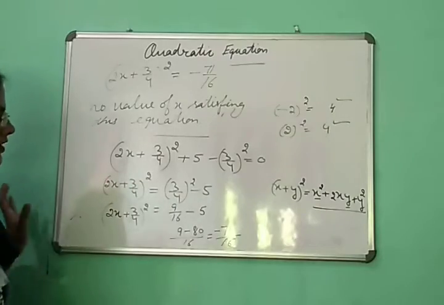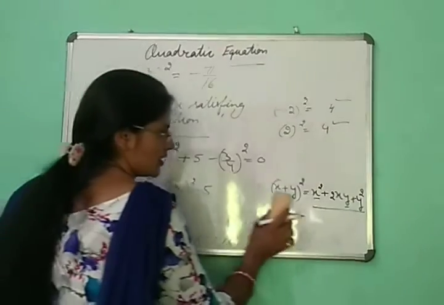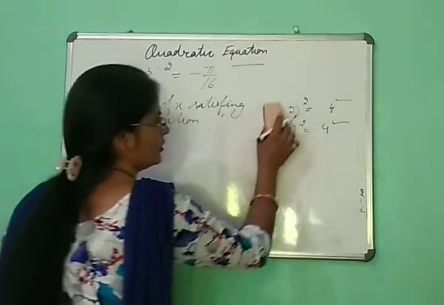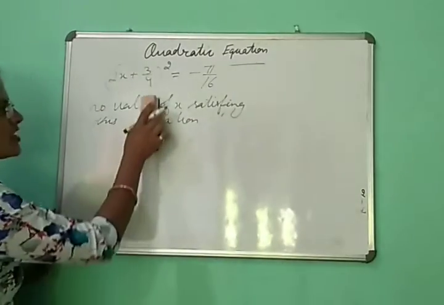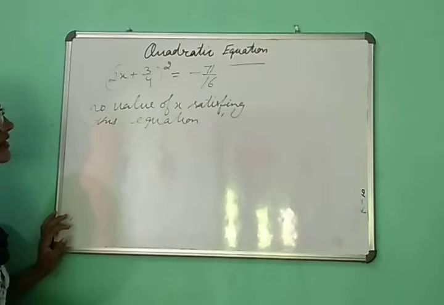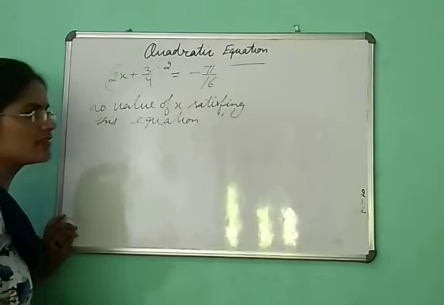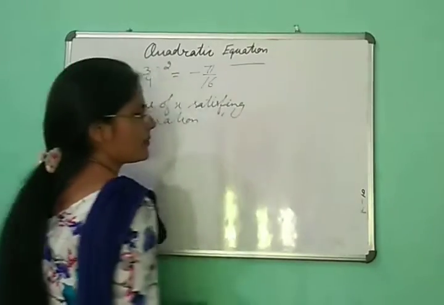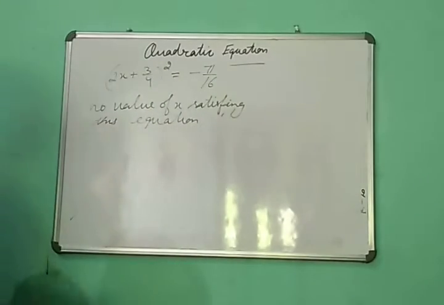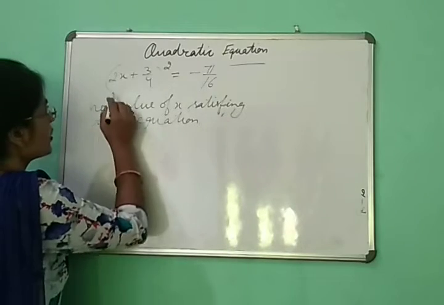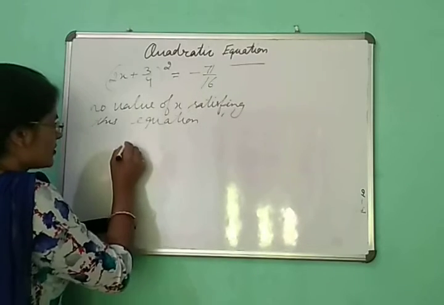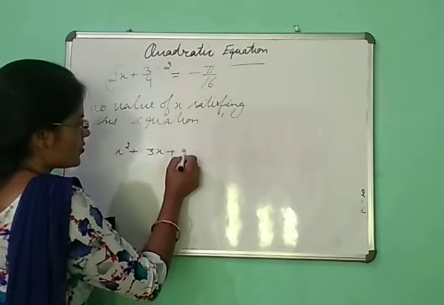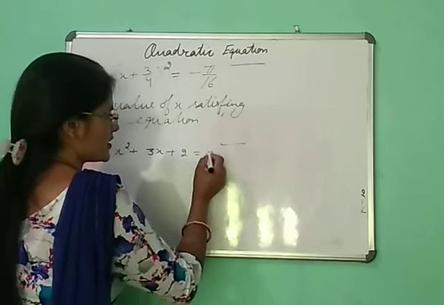So in this quadratic equation we are not getting any solution, because this type of case is never possible. So in the complete square method, we have to take points that our first example is x square plus 3x plus 2 is equal to 0.